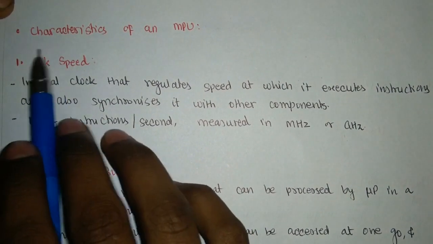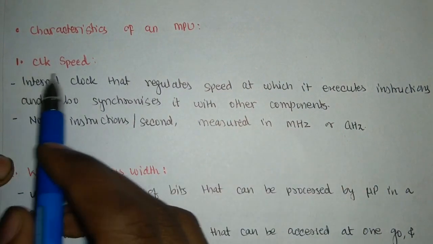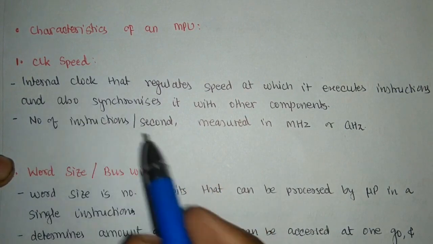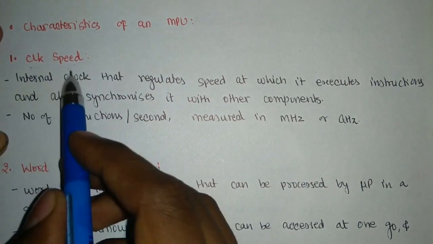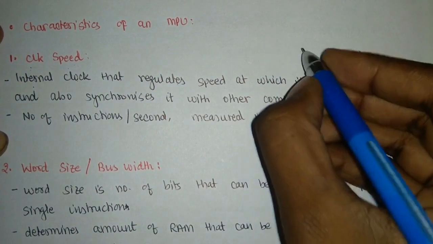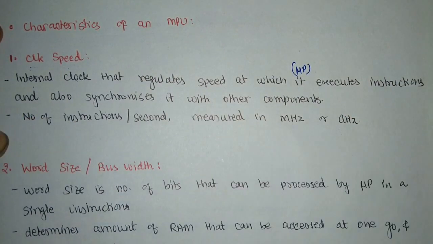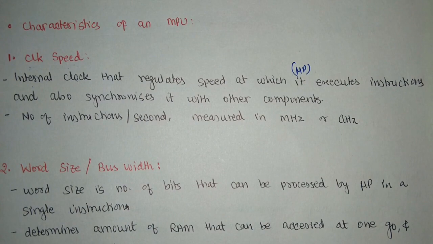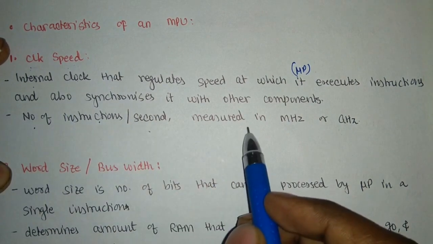If you talk about the various characteristics of a microprocessor, they can be characterized with the help of 3 factors. One is known as the clock speed. You have heard that term again and again by now. Clock speed is the internal clock that regulates the speed at which my microprocessor executes the instructions and also synchronizes it with other components. So in order to provide the synchronization and to execute all the instructions, we have our clock speed that will be sending the pulsed data. Clock speed can be defined as number of instructions per second, and it is measured in megahertz or gigahertz.